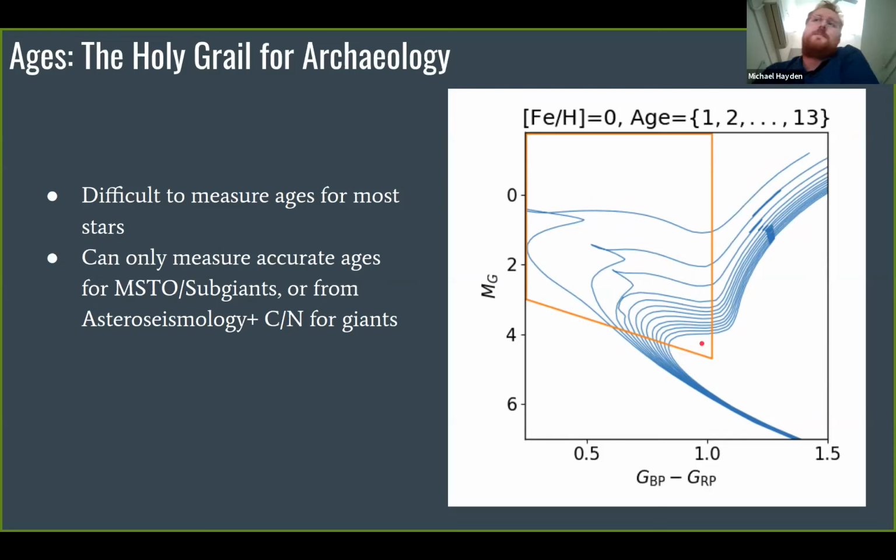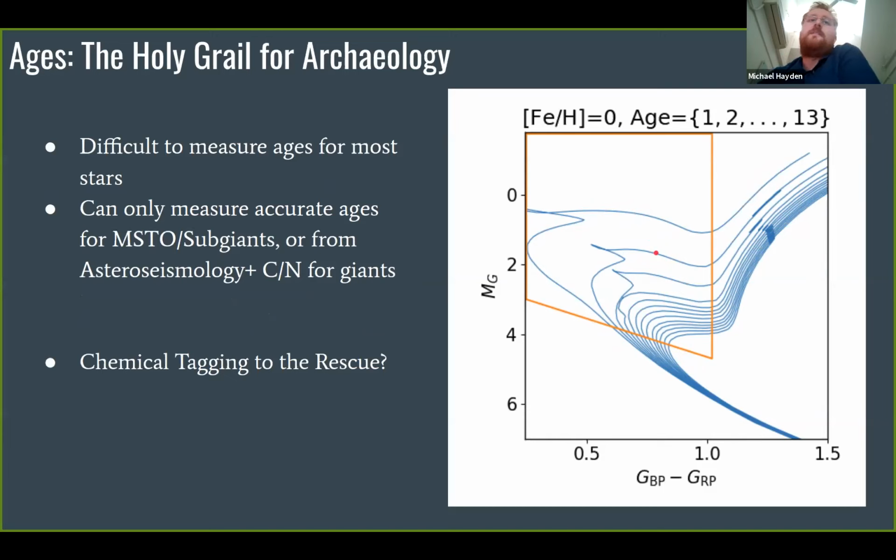Now, the downside here is when you're doing a stellar survey, most of the stars you observe are going to be on the main sequence or on the giant branch. So most of the stars you get a spectra for, you won't have an age for. And so that's where chemical tagging or chemical clocks might come to our rescue for getting ages for these stars.